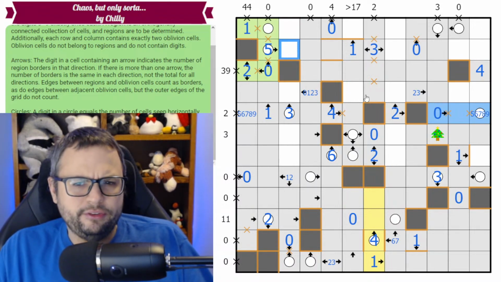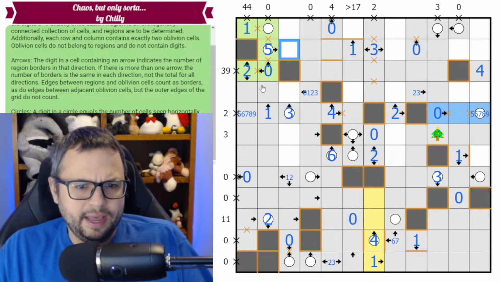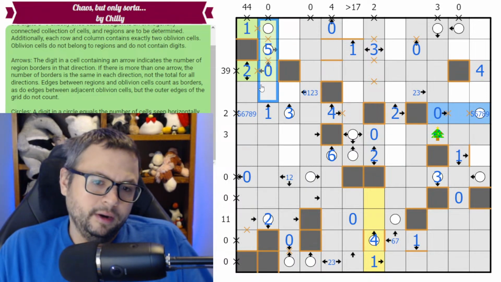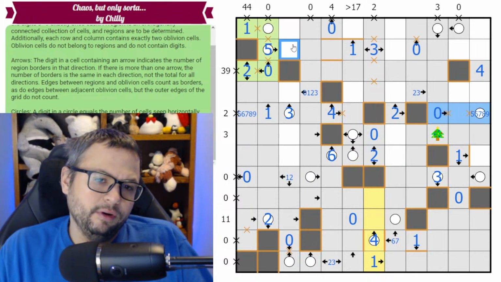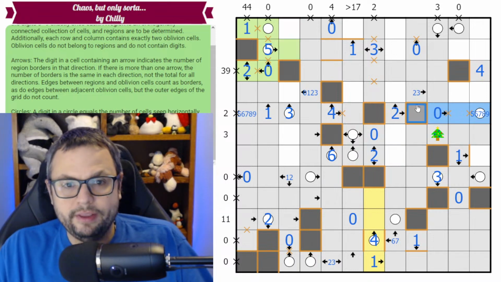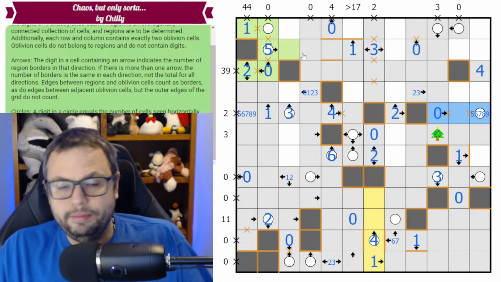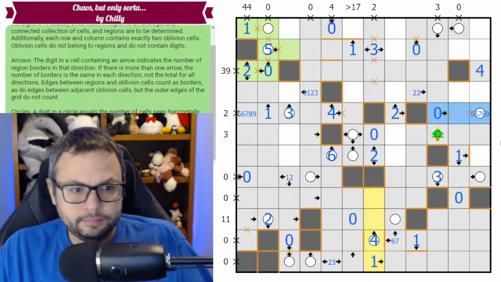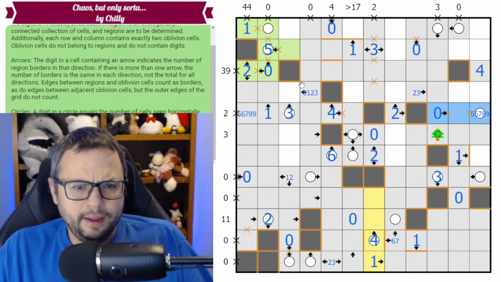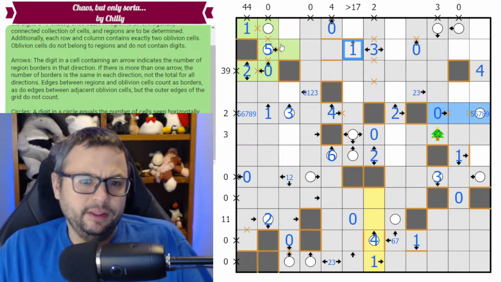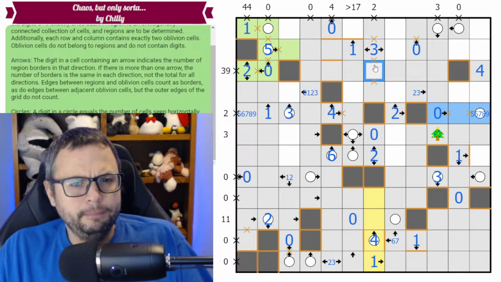So this cell's always green, right? Because I know there's a border either here or here. And so in order to get to 5, this cell's always green, which means there's no border here. And in particular, no Oblivion cell there.